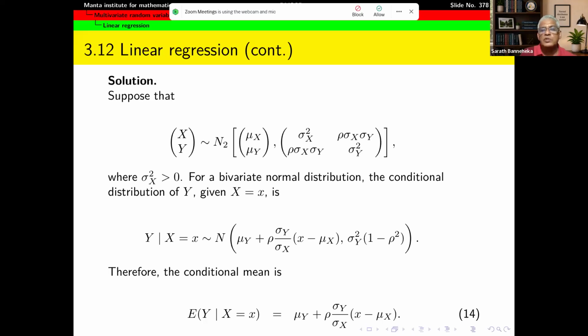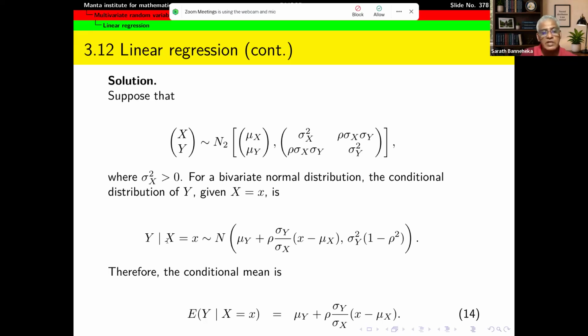For a bivariate normal distribution, the conditional distribution of y given x is also normal. We can prove it by getting the expression for the joint density function of x and y, which is a long expression, and you have to divide that by the marginal density function of x. The marginal density function of x is also normal. So if you simplify that, you can show that y given X equal to little x is also normal, with this mean and this variance.